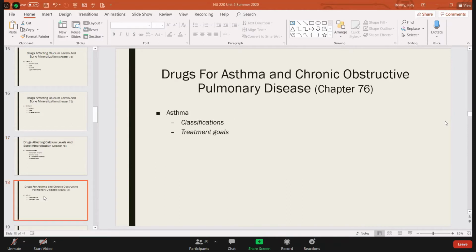When we look at asthma, we're looking at a chronic inflammatory disorder, airway inflammation resulting from an immune response to what is known as an allergen. So you have different classifications. There's intermittent, there's mild, there's moderate, and there's severe. Most people can manage their asthma well if they manage their other issues, such as allergies.